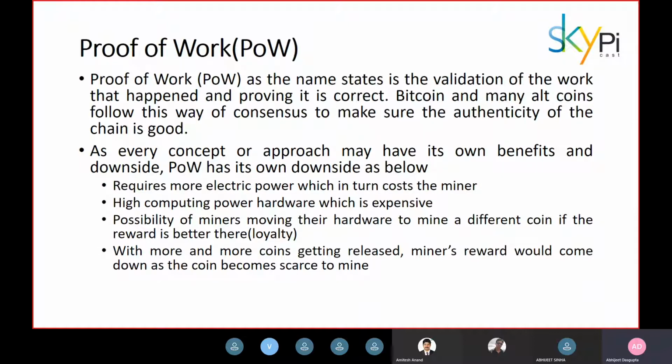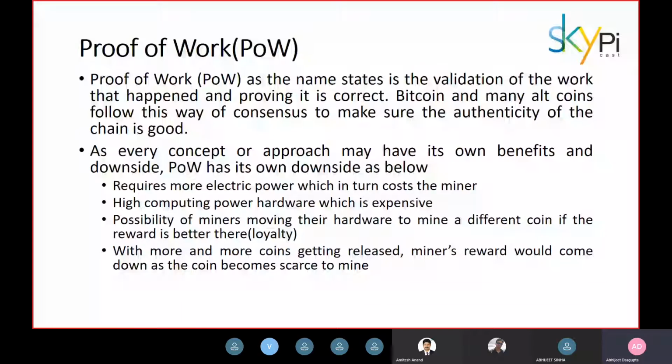And people who might individually mine may take years to actually mine even a single Bitcoin. And the cost to mine that would be huge and may not even cover the cost that the Bitcoin they mine provides. With more and more coins getting released, the miners' rewards would also come down as the coin becomes scarce to mine. This is something that we will be talking about a little later, in terms of the number of coins as reward getting lower and lower as the days progress. This is a topic which we'll be discussing in our later slides.